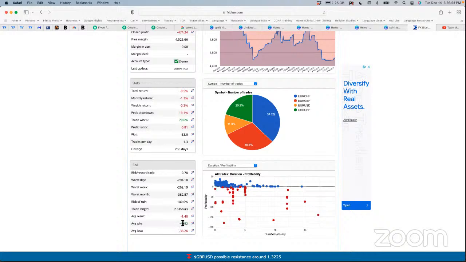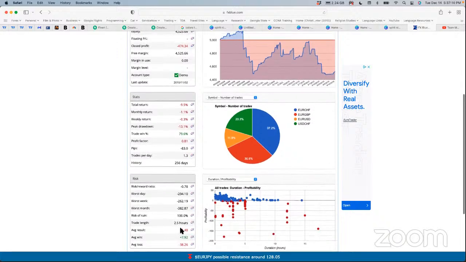This 38 is almost 5 times more than he wins, right? His average loss is 5 times more than his average win, right? So he needs to flip these numbers, right?